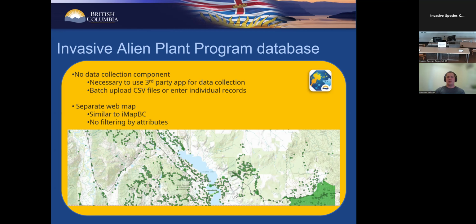IAP also had a separate web map, which, if anybody has used IMAP-BC, it was basically like that. It's an Esri-based product. It was limited. You couldn't filter things on the map. You were just shown the whole data set. There were some pre-cooked views of the data, but it wasn't very customizable. You just basically saw everything on the map at once.